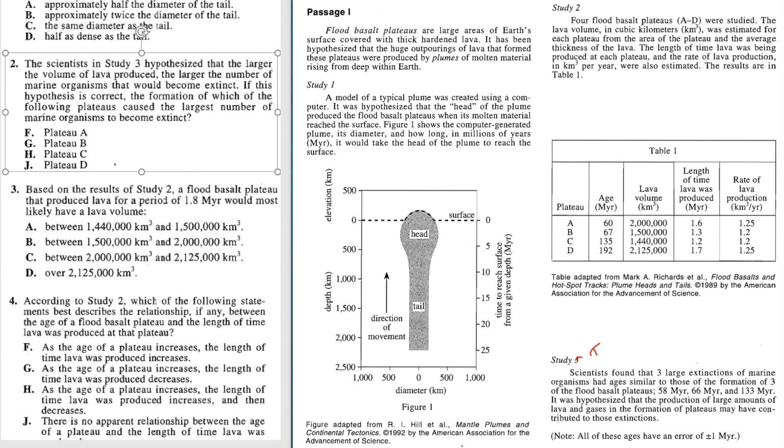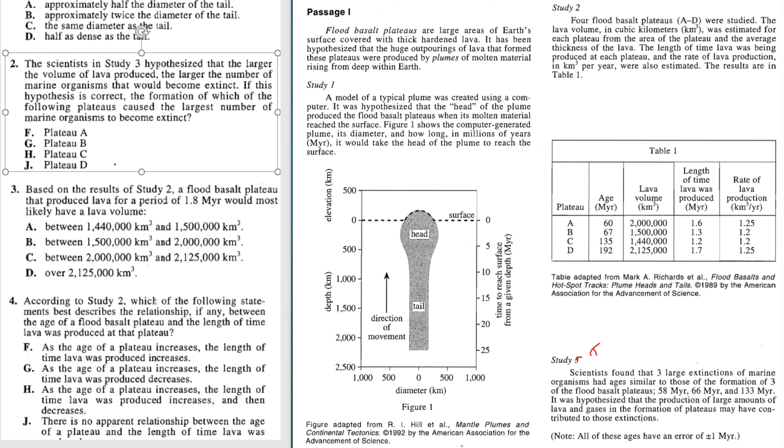Because I'll read study 3, we're down here. It says scientists found that the 3 large extinctions of marine organisms had ages similar to those of the formation of 3 of the flood basalt plateaus: 58 million years, 66 million years, and 133 million years. It was hypothesized that the production of large amounts of lava and gases in the formation of plateaus may have contributed to those extinctions. It doesn't tell you anything.